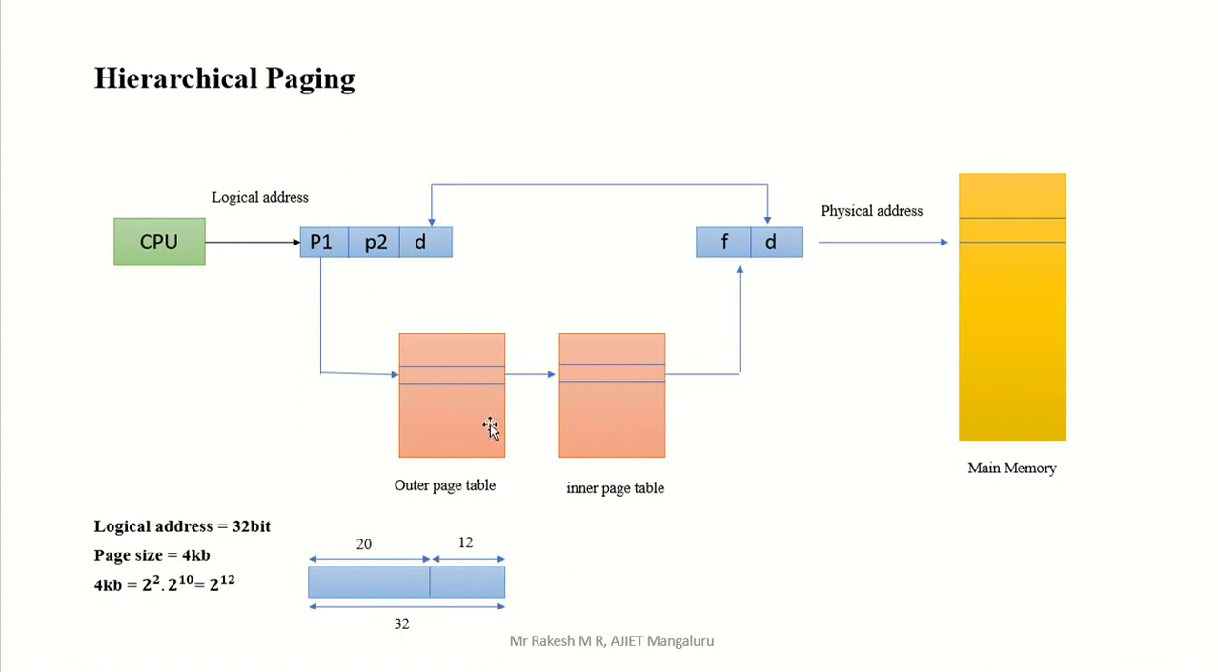Also, we have two page tables. One is the outer page table, one is the inner page table. In the outer page table, we will get one address, not a frame number. That address is searched in the inner page table. There we are going to get the frame number. That frame number is sent to your memory, which means you are going to get the physical address. Okay, so this is the concept of hierarchical paging.